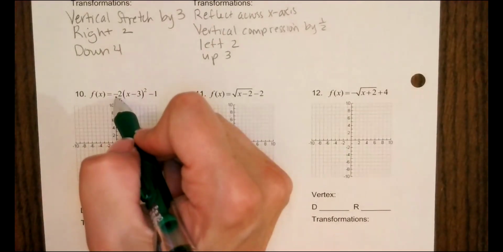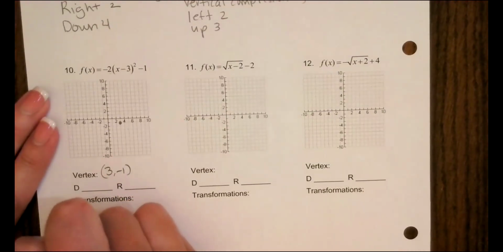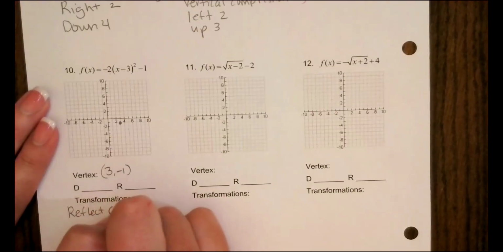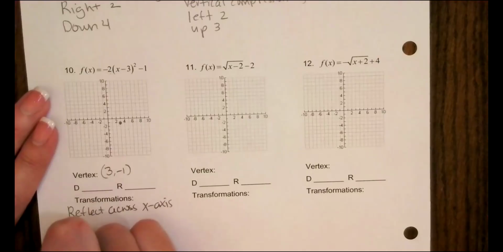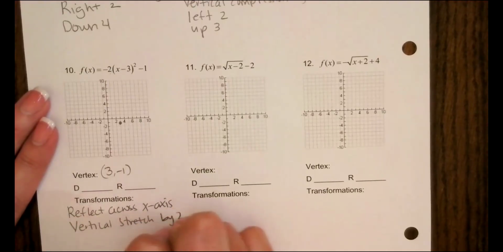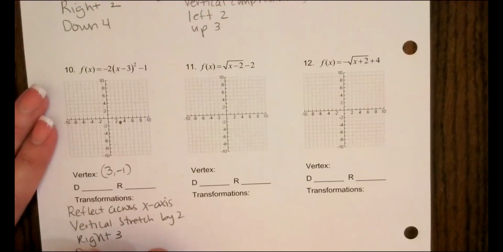It is flipped over the x-axis because we've got a negative there. So let's write those down. Reflect across x-axis. It's got a vertical stretch by 2. And then it's got a right 3 and a down 1.